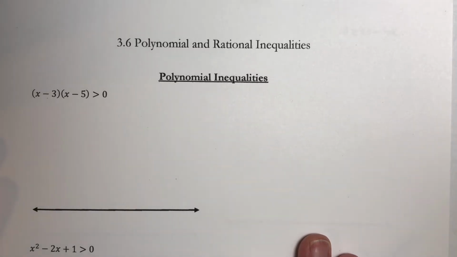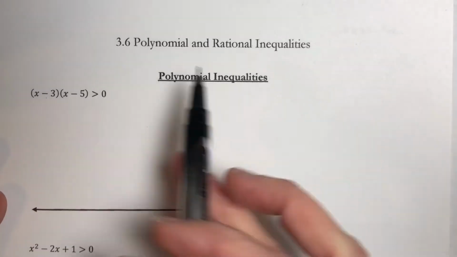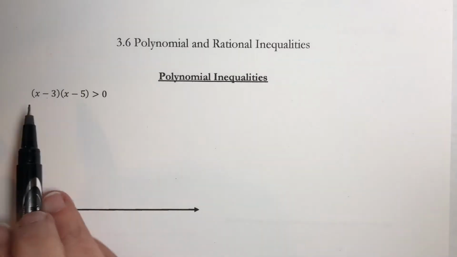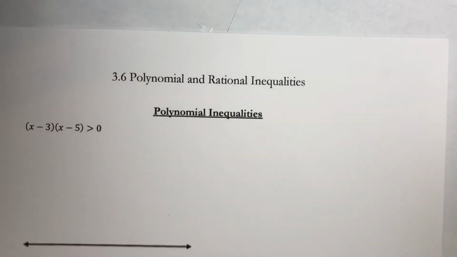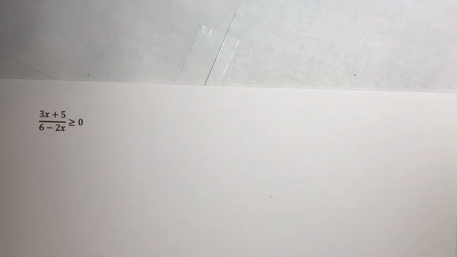This is section 3.6, Polynomial and Rational Inequalities. Okay, so we are going to be solving things where, when you multiply everything out, you have a polynomial and it's an inequality, and also when you have fraction-like things and an inequality.